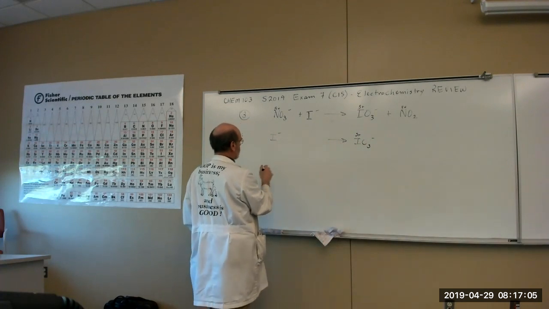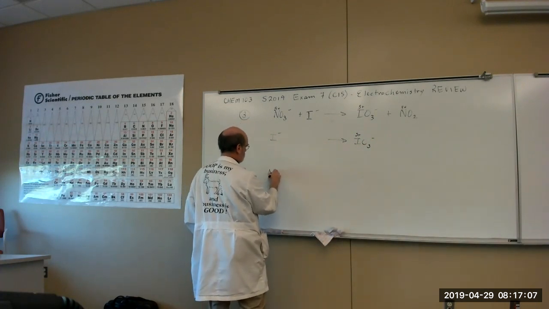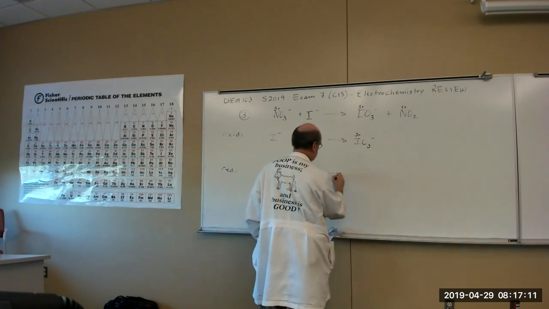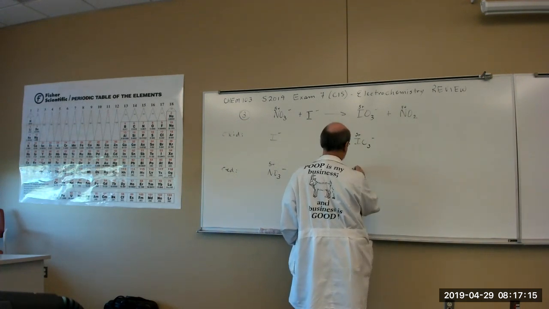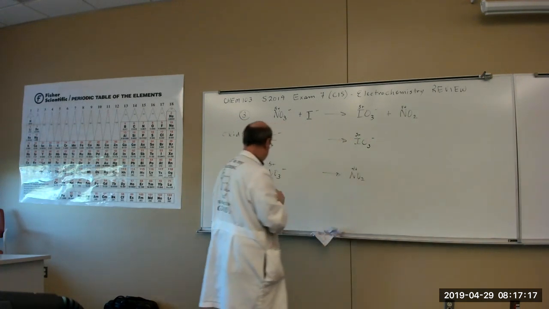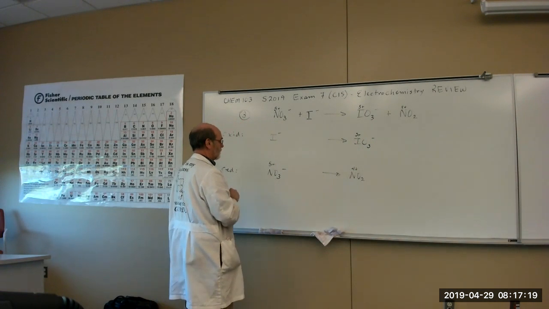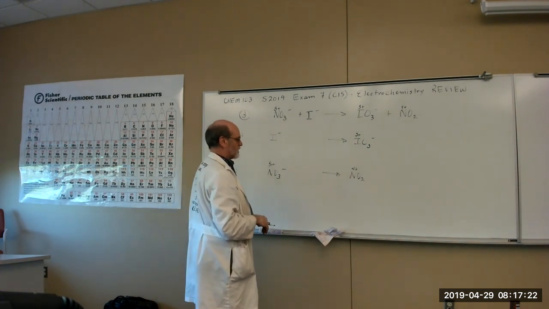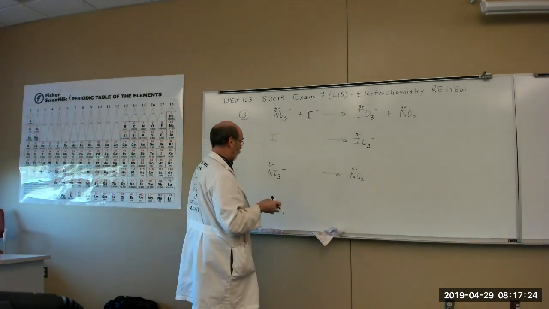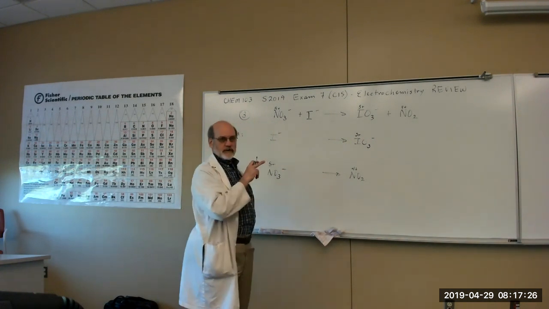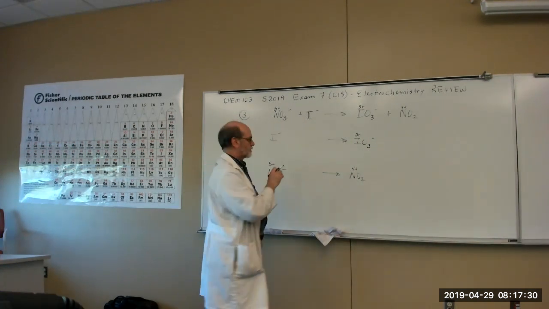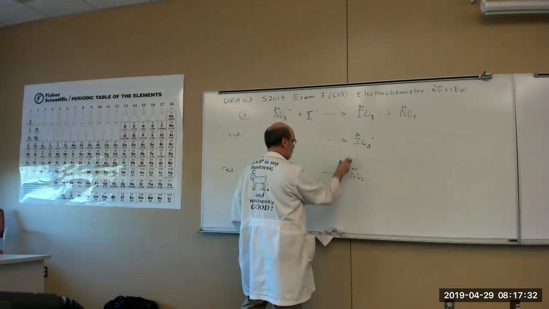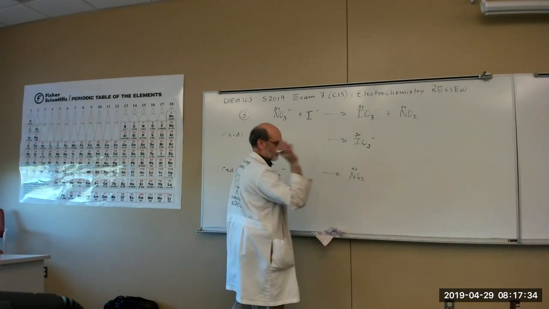That means the other one has to be the reduction. So NO3- goes to NO2. So that gained electrons. We're not going to put the electrons in there yet because we've got to keep things in order. First things we do is balance the non-oxygen, non-hydrogens. So we've got 1 iodine, 1 iodine, 1 nitrogen, 1 nitrogen. That's done.